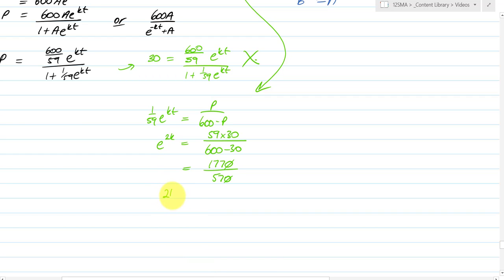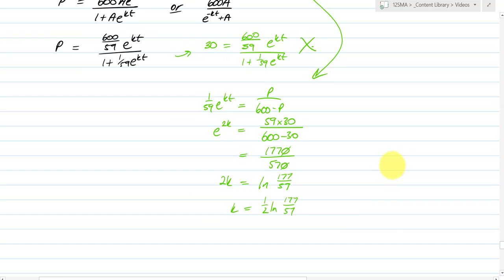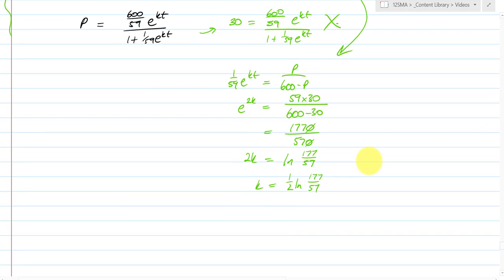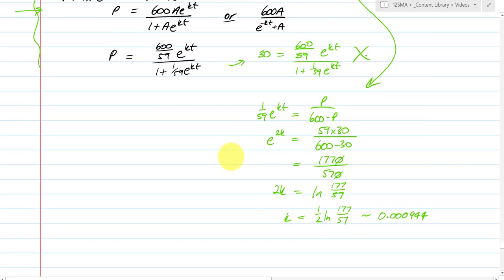So I get 2k equals the natural log of 177 over 57, and k is equal to a half natural log of 177 over 57. I can use that as my k value now as well, which is going to get out of hand a little bit. So I might make the note that this is approximately equal to 0.000944, so a slow growth rate, and that's fine, that's what we expected, 2 years to get from 10 to 30. But I'm not going to substitute this in. I'm going to maintain my k. I can deal with the a, but the k, no.